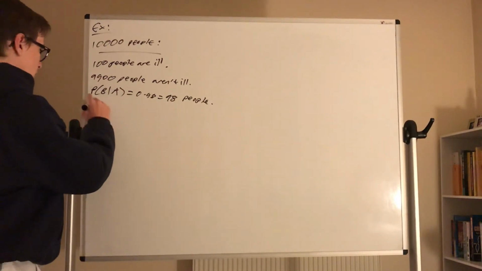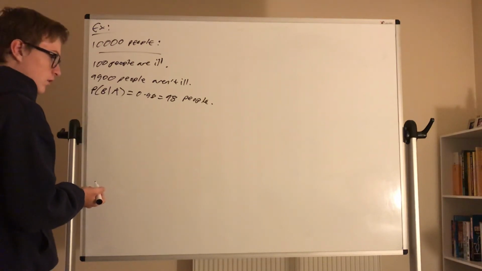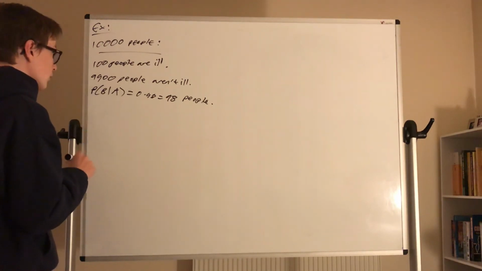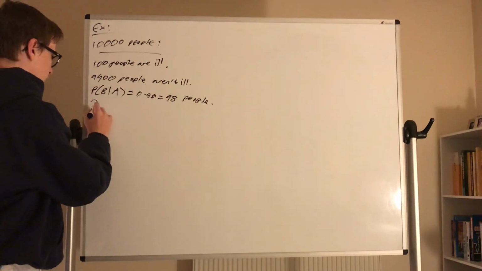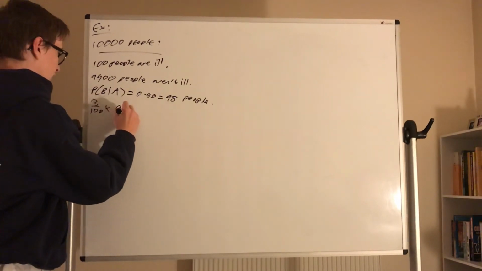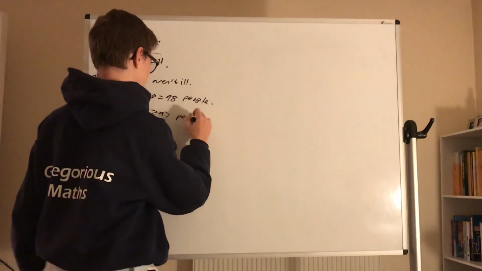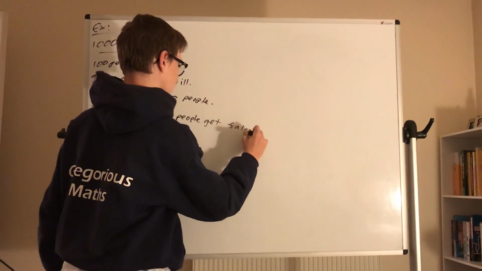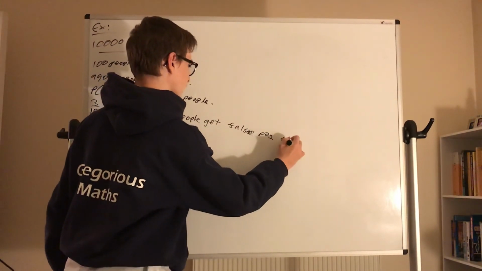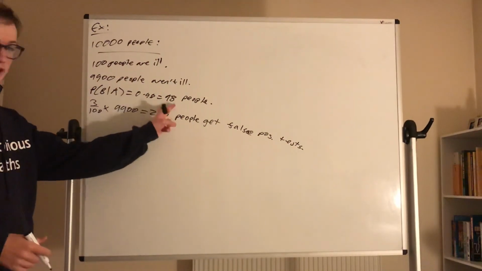And then the probability that you get a false positive test result is 3%, so 3 over 100 times 9,900 is 297 people who get false positive tests. Wow. So that's much more than 98, right?